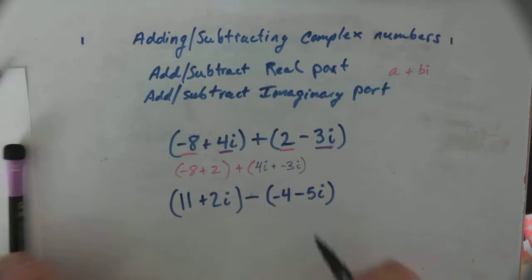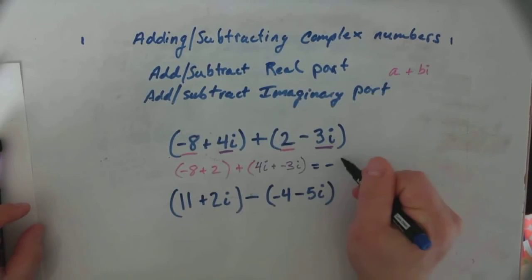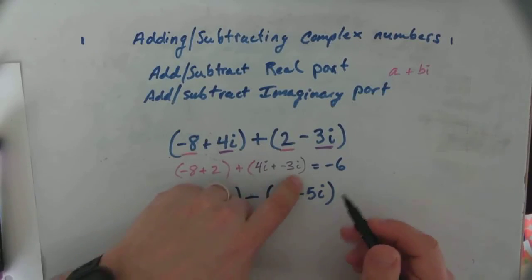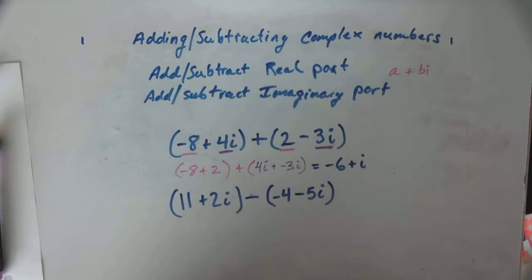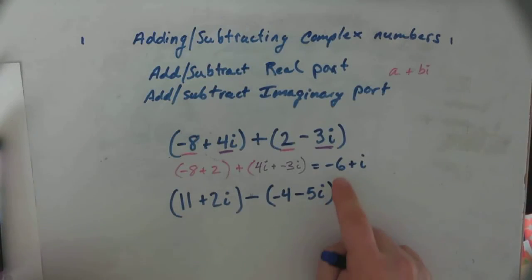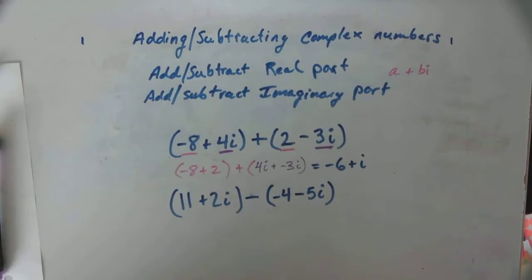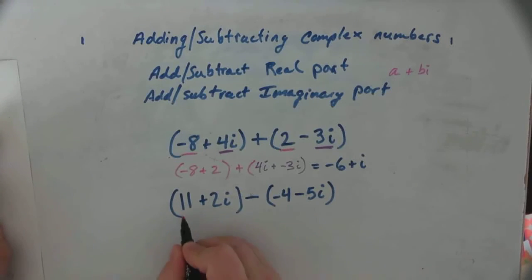Simplifying our results, -8 plus 2 gives me a -6. 4i plus -3i leaves me with plus i. And so when I add these two complex numbers, my result, -6 plus i, again, is in the form a plus bi. When we subtract, we do the same thing, except now we're going to subtract the real parts.